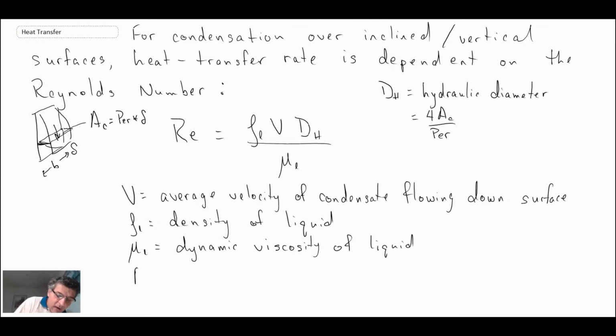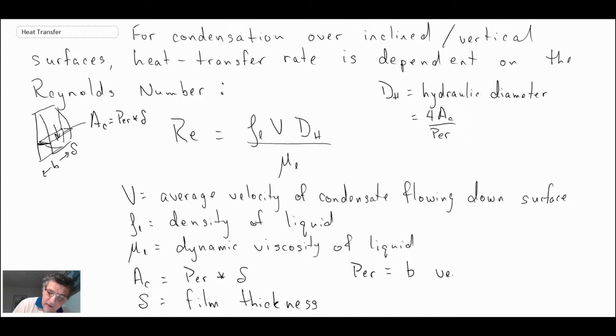So just to make a comment about that, AC is equal to the perimeter times delta, and delta is the thickness of the film. And the perimeter, for example, if we're looking at a vertical plate, would be equal to B, as we just put in this drawing.